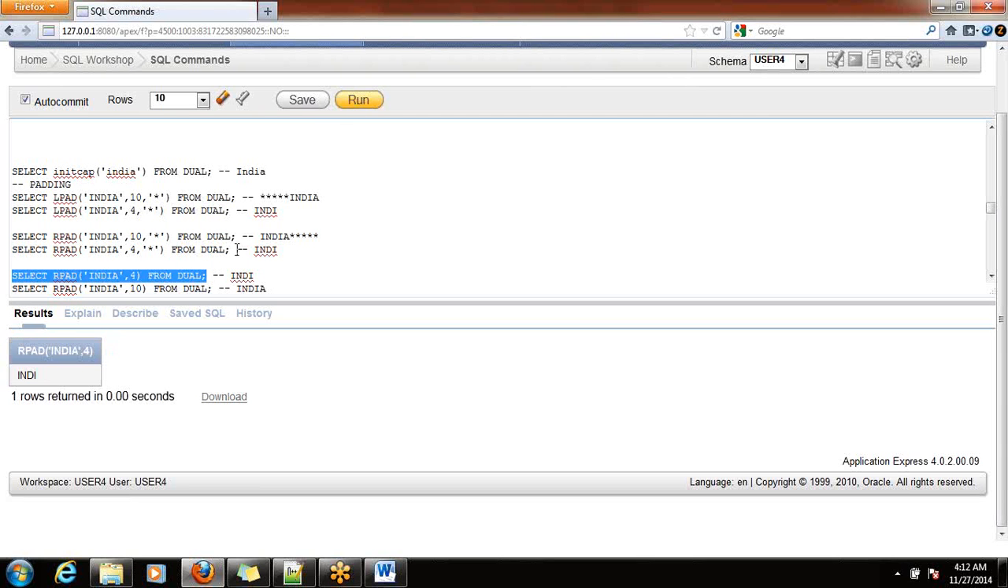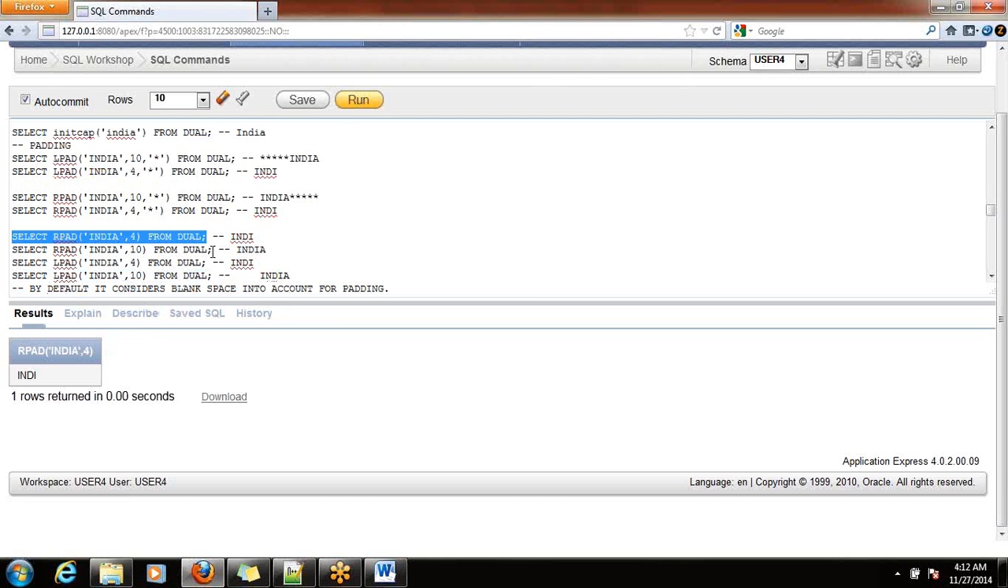By default, it uses spaces. Here you can see I am using 10 here, and I did not give a third argument. By default, it gives spaces here. Spaces are transparent, so we are unable to see them on the browser.